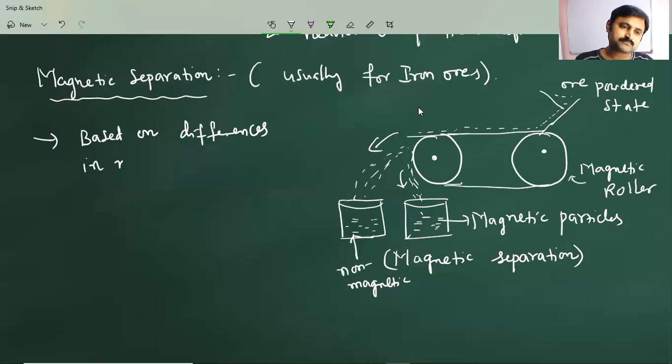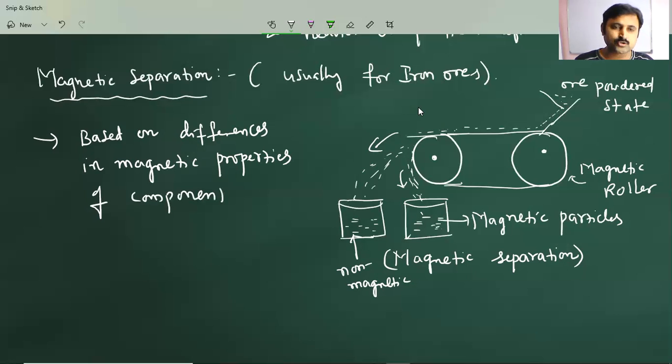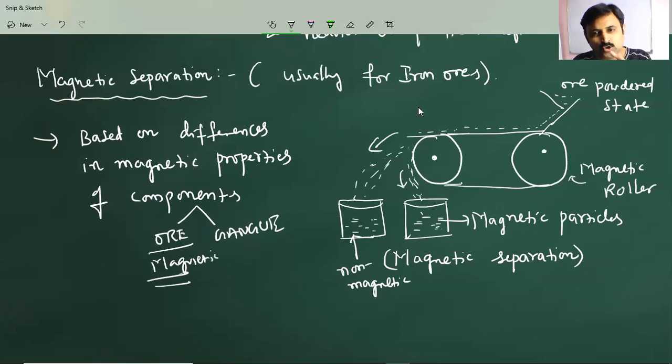Differences in magnetic properties of components. What are the components? You know, ore and gangue particles. Components may be, one is ore, another one is gangue particles. Usually ore is having a magnetic property, in the case of iron, that will fall closer to the magnetic roller, and gangue particles will fall away from the roller.